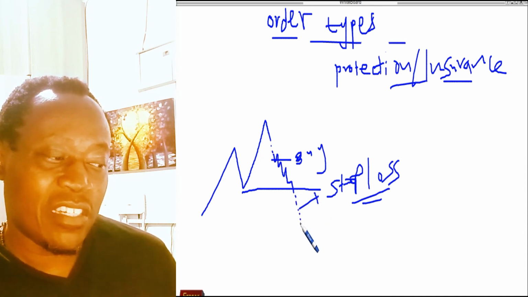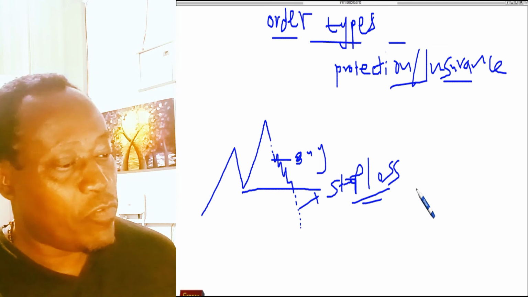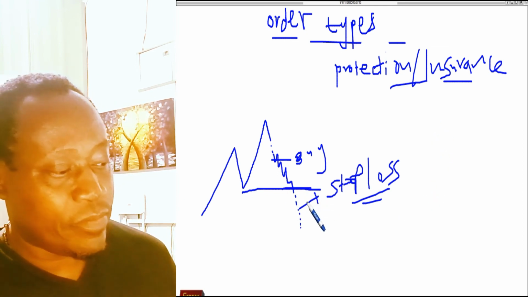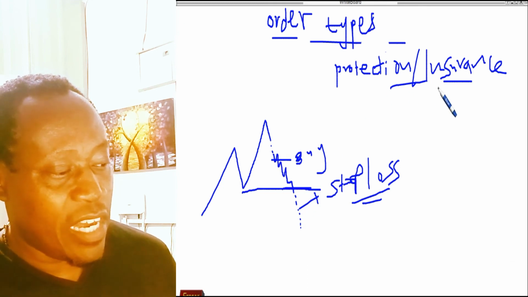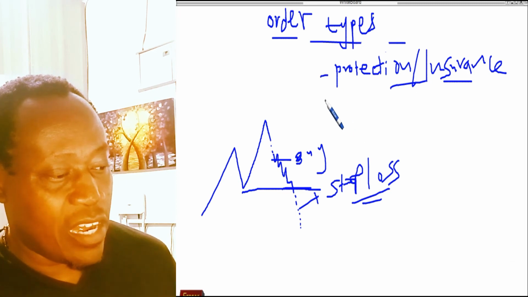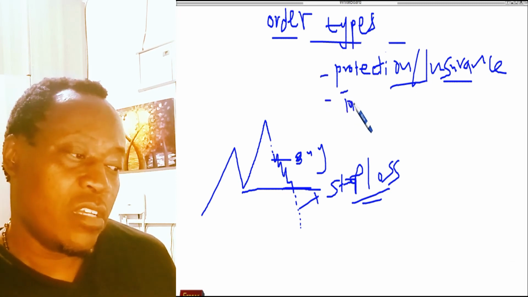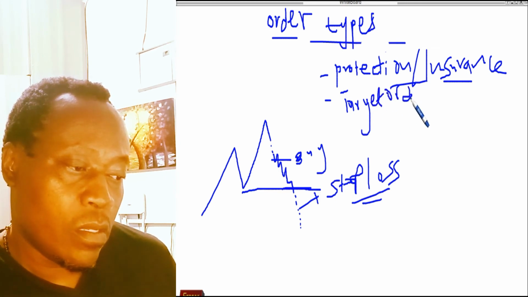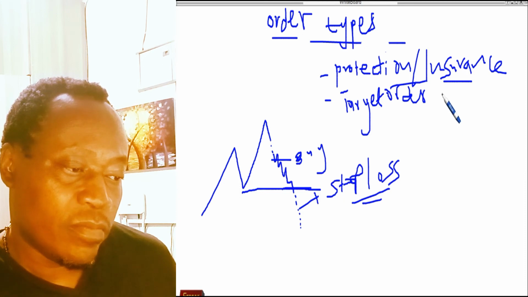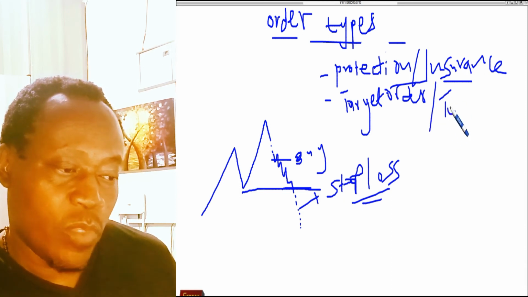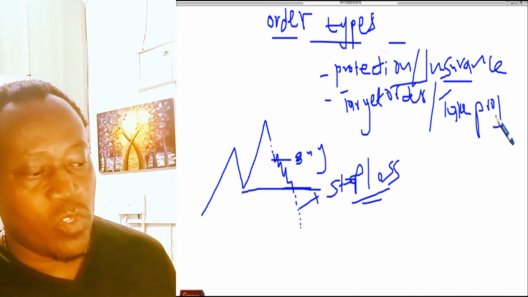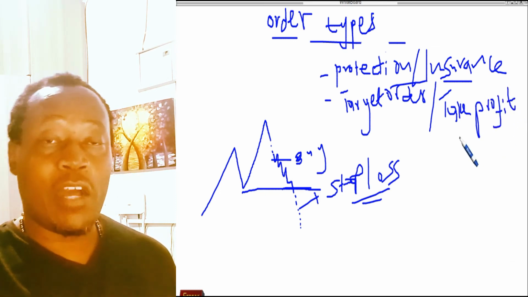So this limits that. Another thing, apart from protection and insurance, you have to have something called a target order. This is also called take profit. Take profit is short for TP. Stop loss, the short is SL. You'll come across these things a lot.